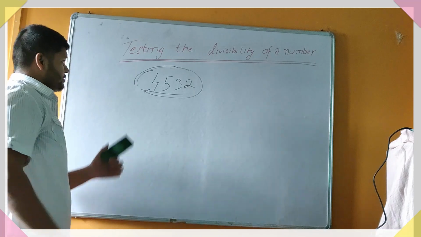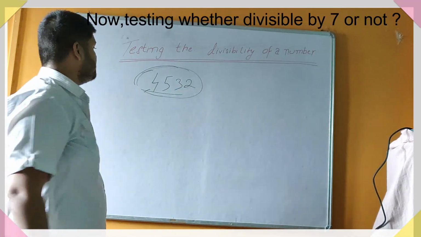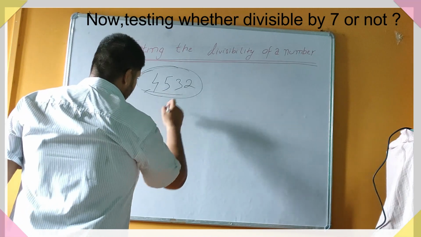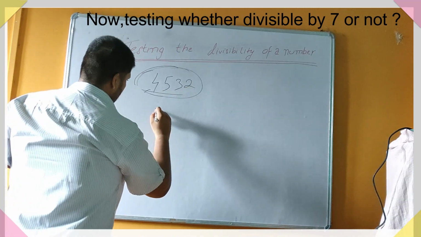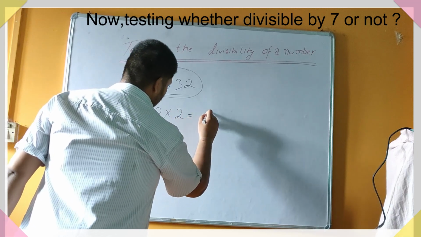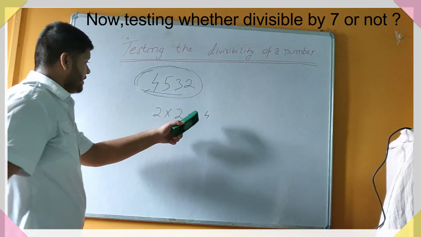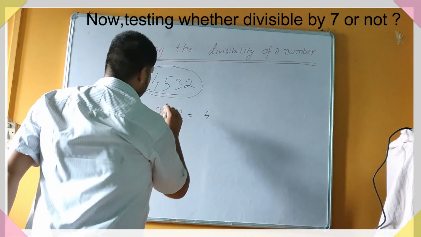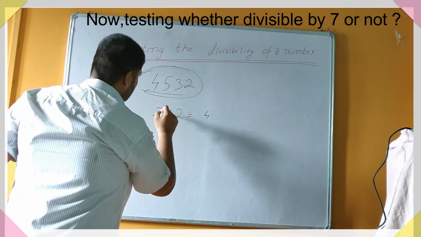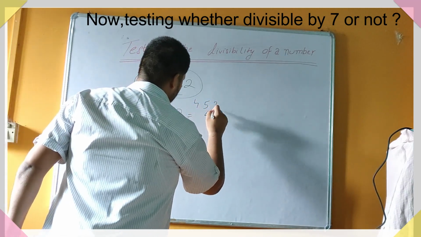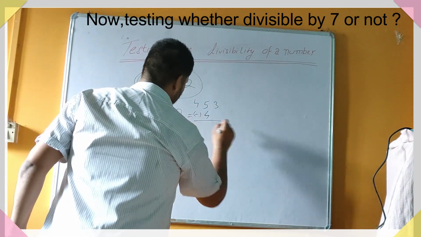So how do we test whether this number is divisible by 7 or not? Here you have to take the unit digit, that is 2, and double it, multiplying by 2. It gives 4. Then you have to subtract this 4 from the remaining numbers. We have taken the 2, so the remaining number is 453. I am writing it above, and you have to subtract it.